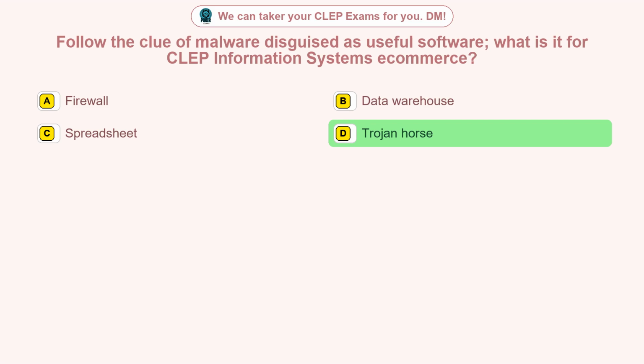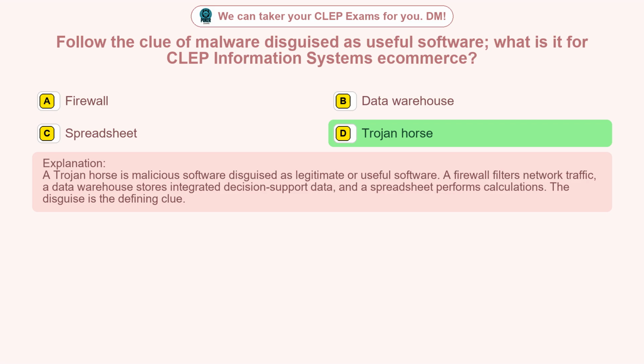Trojan horse. A Trojan horse is malicious software disguised as legitimate or useful software. A firewall filters network traffic, a data warehouse stores integrated decision support data, and a spreadsheet performs calculations. The disguise is the defining clue.